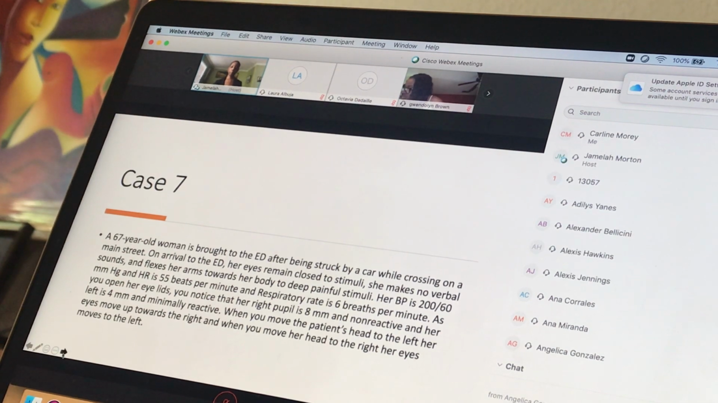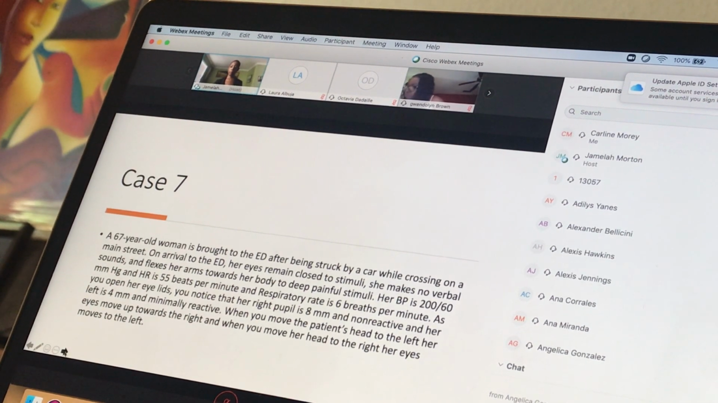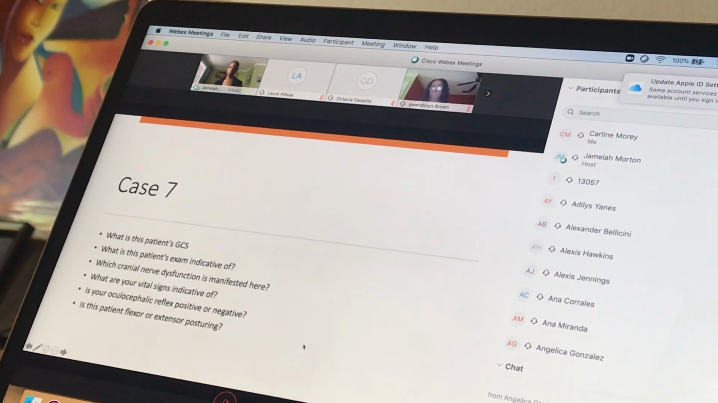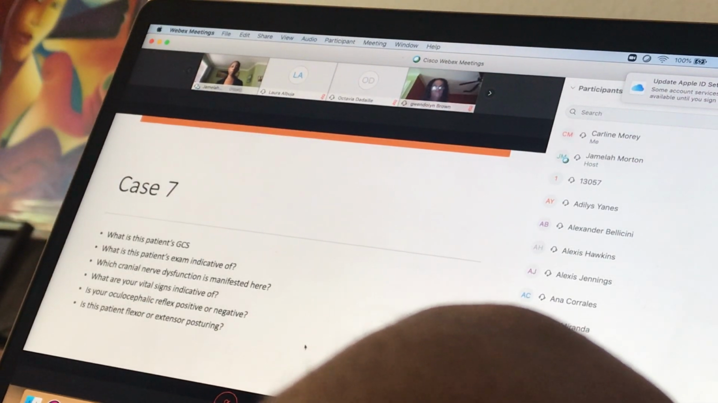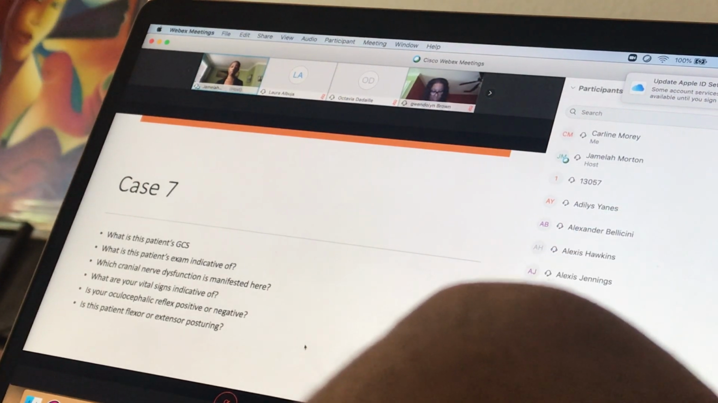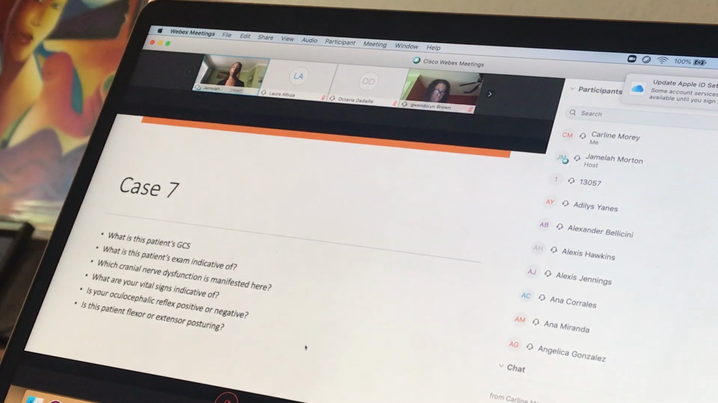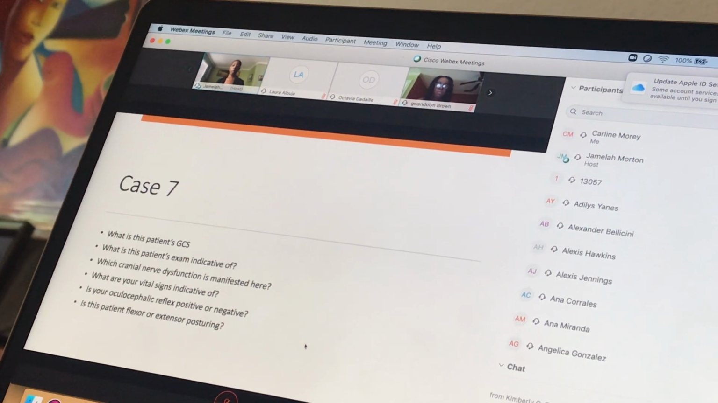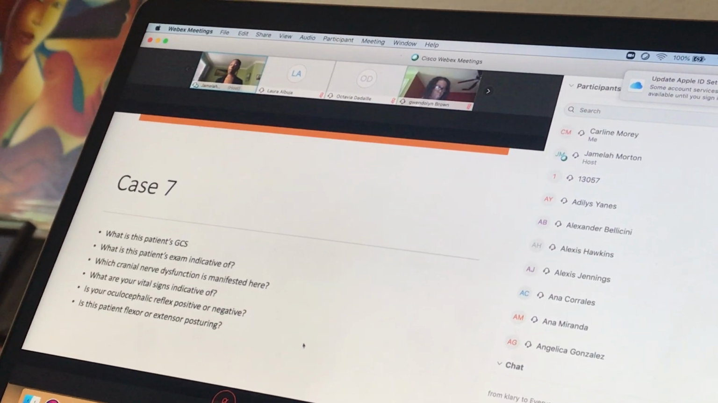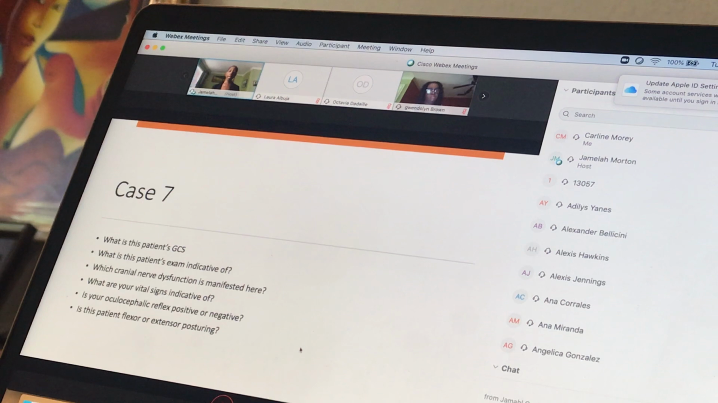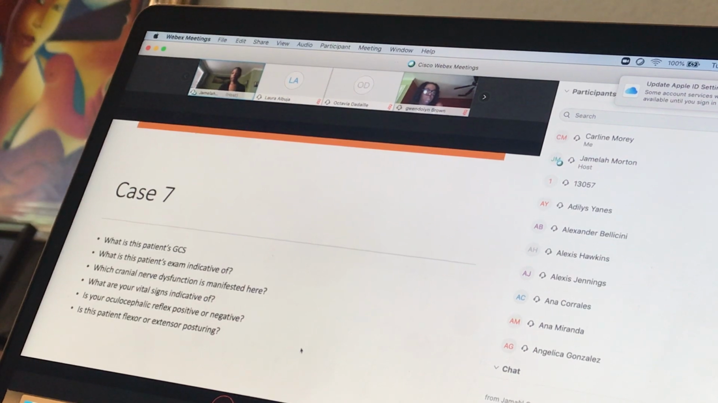All right? Good answers, guys. How do you hyperventilate with this GCS? So we said the patient's GCS was 5. We said that this was indicative that she had brainstem function, but her cerebral hemispheres were dysfunctional. Which cranial nerve dysfunction is manifested here? Cranial nerve 3 was being compressed. What is the significance of the vital signs, Cushing's triad? Is your oculocephalic reflex positive or negative? We said it was positive. And is the patient flexor or extensor posturing? We said flexor posturing. All right. Yes, we're going to intubate the patient.